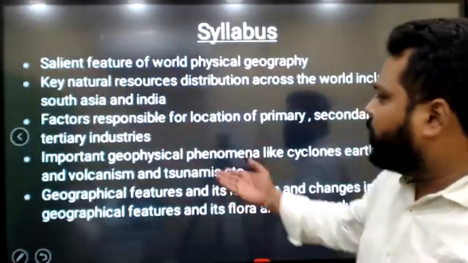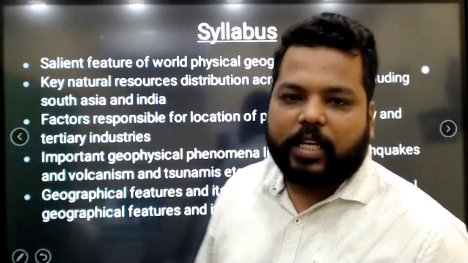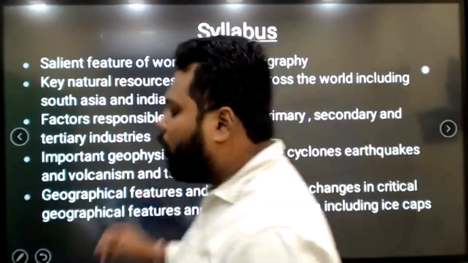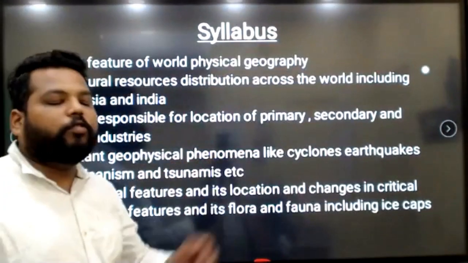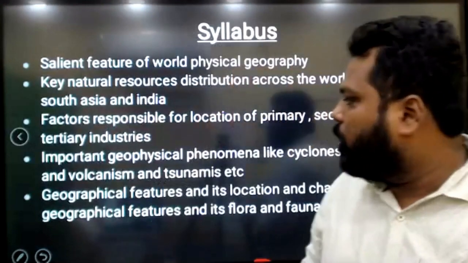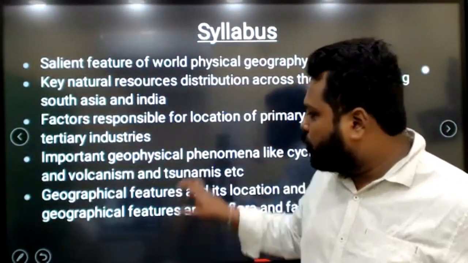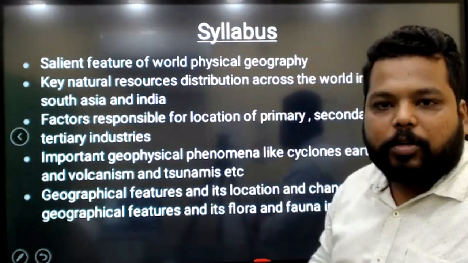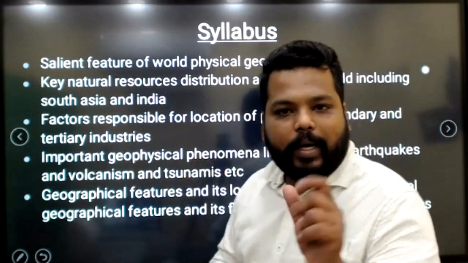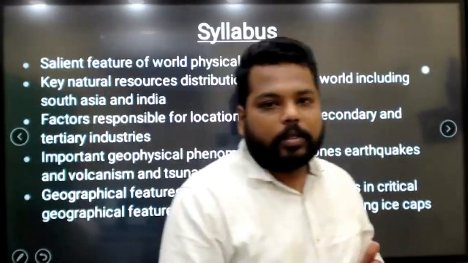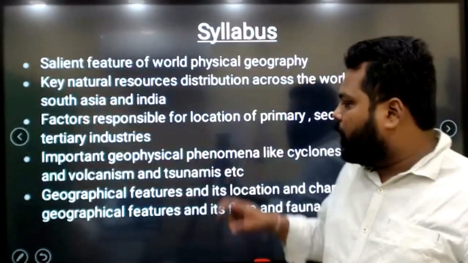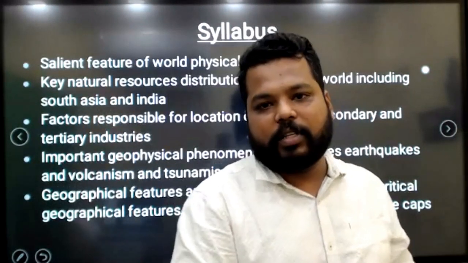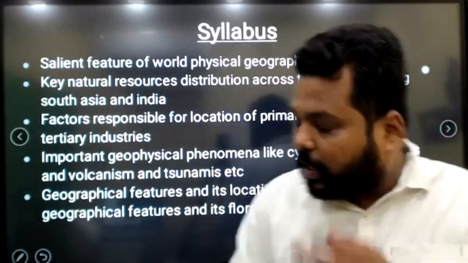Done. And the next part of the syllabus which has been mentioned for you is important geophysical phenomena like cyclones, earthquakes, volcanism and tsunamis. These things we tend to cover in the salient features of world physical geography itself. Cyclones would be covered in climatology; earthquakes, volcanism and tsunamis would be covered in geomorphology. Are you getting this? So there is no separate treatment for this. There is inbuilt appreciation within world physical geography. So please try to remember this, clear?